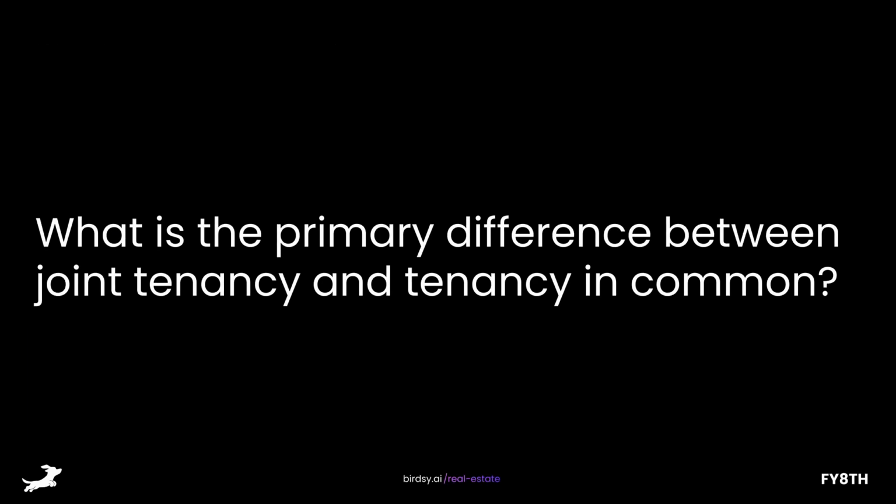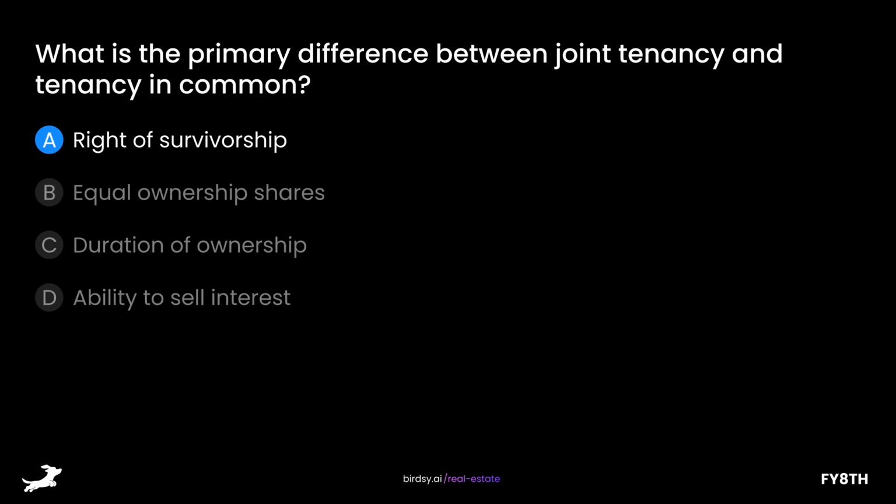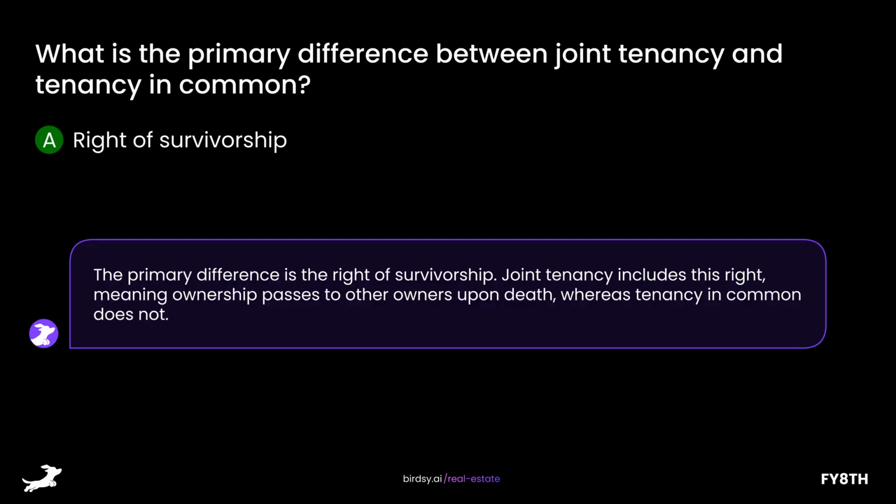What is the primary difference between joint tenancy and tenancy in common? Is it A, right of survivorship, B, equal ownership shares, C, duration of ownership, or D, ability to sell interest? The answer is A, right of survivorship. The primary difference is the right of survivorship. Joint tenancy includes this right, meaning ownership passes to other owners upon death, whereas tenancy in common does not.